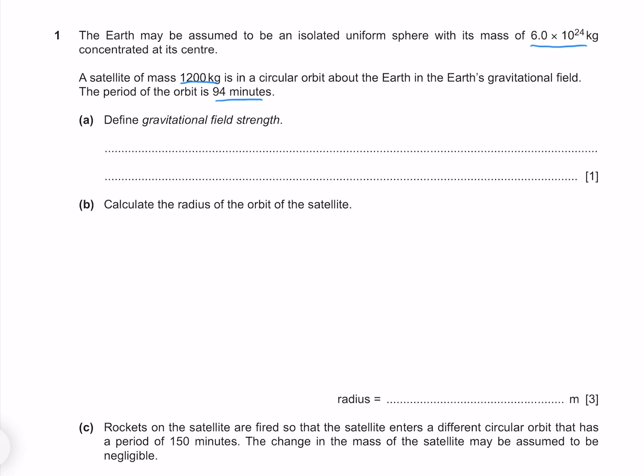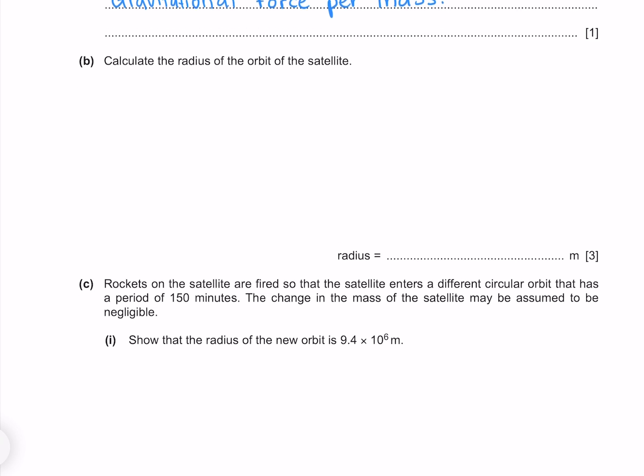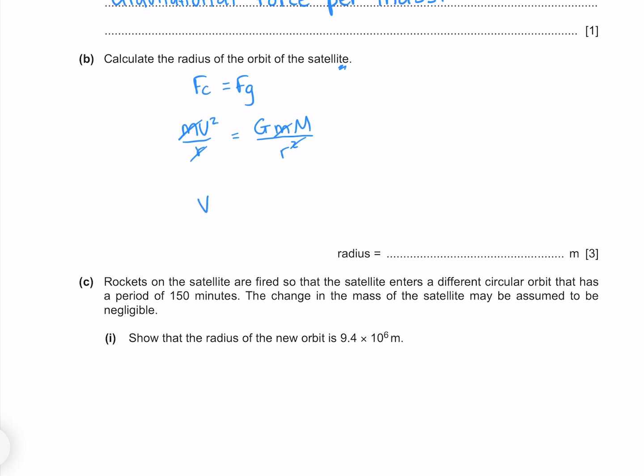Define gravitational field strength, which is gravitational force per mass. Calculate the radius of the orbit of the satellite. To do this, we first need to recognize that the centripetal force is provided by the gravitational force. Substituting their respective equations, we can divide out our little m, which is the mass of our satellite, and multiply both sides by r to cancel out this r and cancel out this exponent.